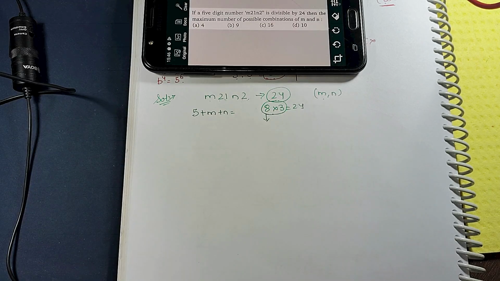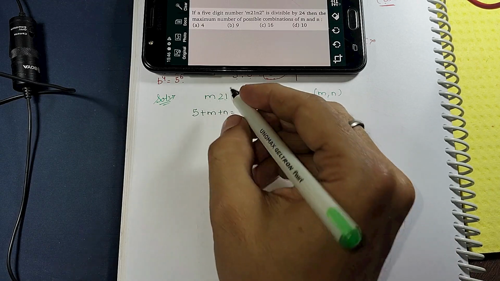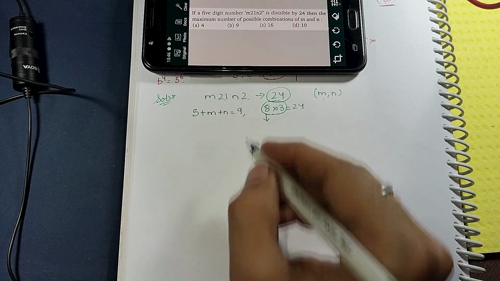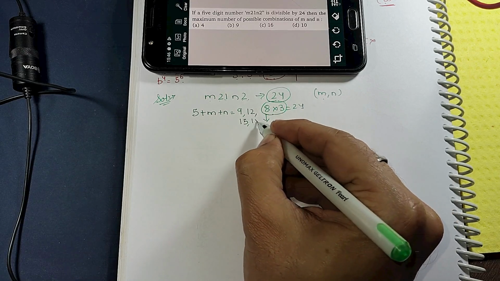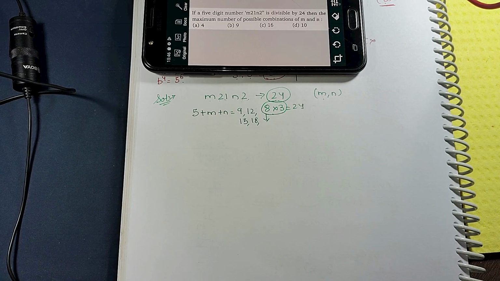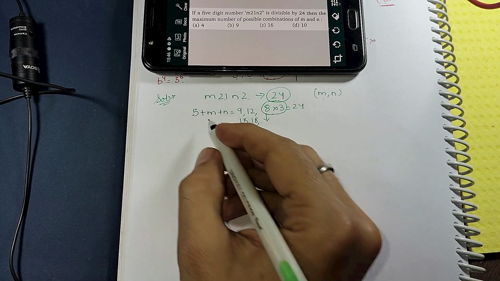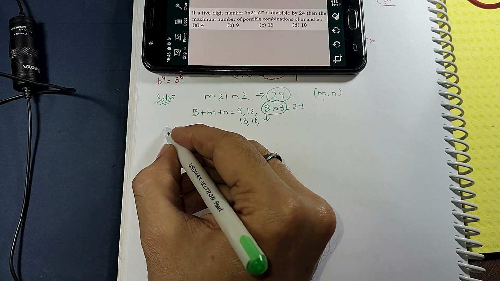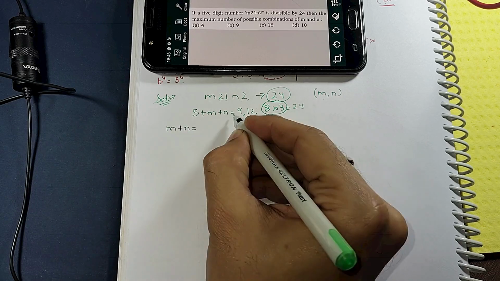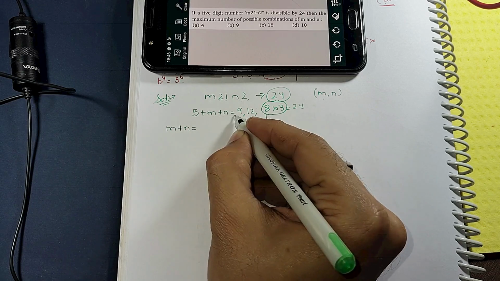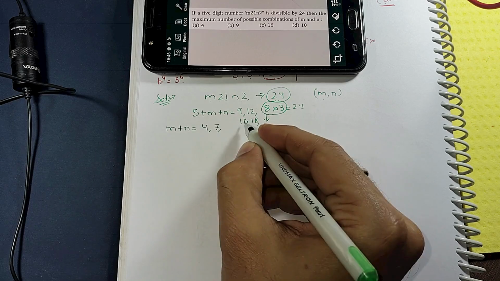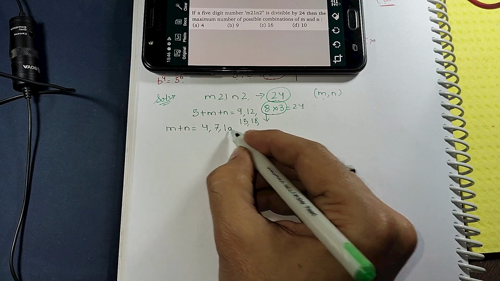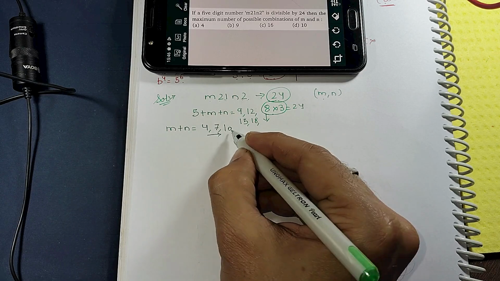Right? So the first possible value I can have is 9. Next will be 12. Next will be 15. Next will be 18. Right? So on. So that means if I subtract 5 for each value, so M plus N in first case should be equal to 9 minus 5, 4. In second case 12 minus 5, 7. In third case 15 minus 5, 10. So basically this is an AP with a difference of 3.